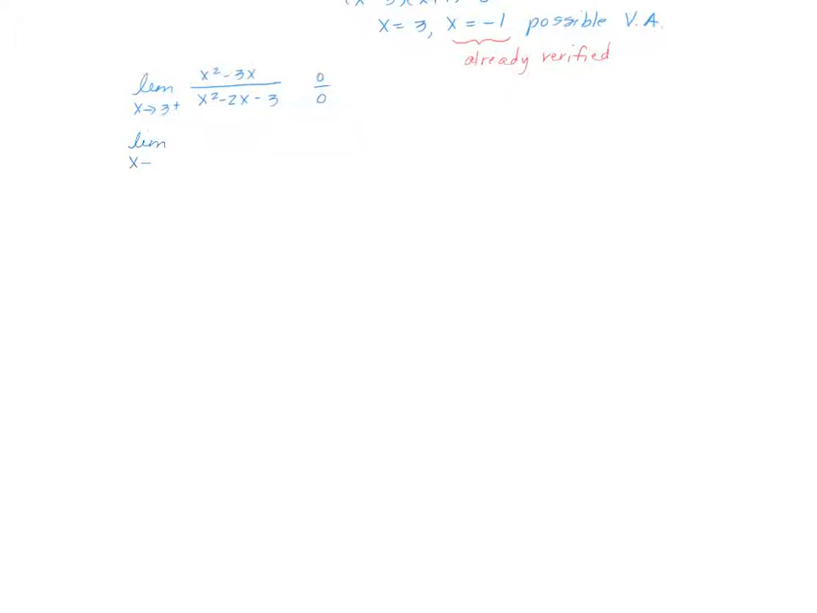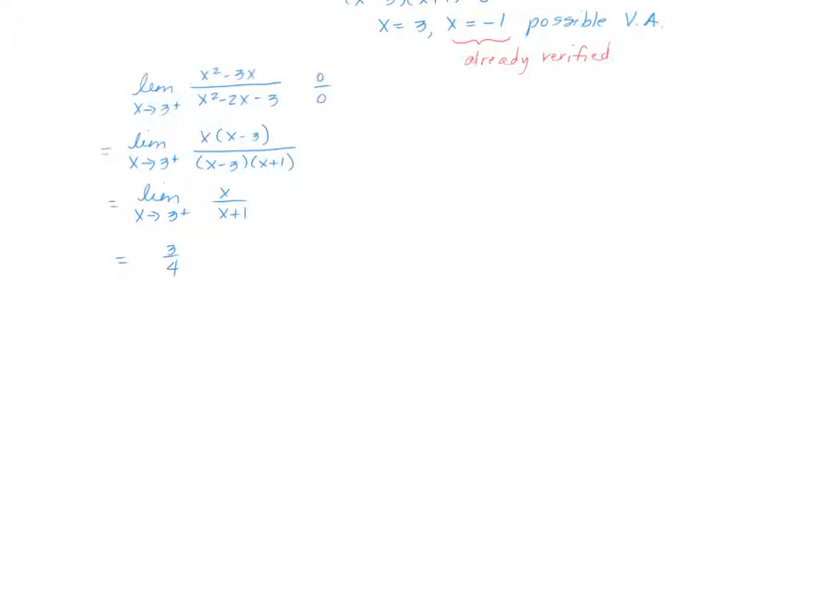So we would take the limit as x goes to 3 from the right of x over x minus 3, all over x minus 3, x plus 1. And then after canceling the x minus 3, we get the limit as x goes to 3 from the right of x over x plus 1. So when I plug in 3, I get 3 over 4.